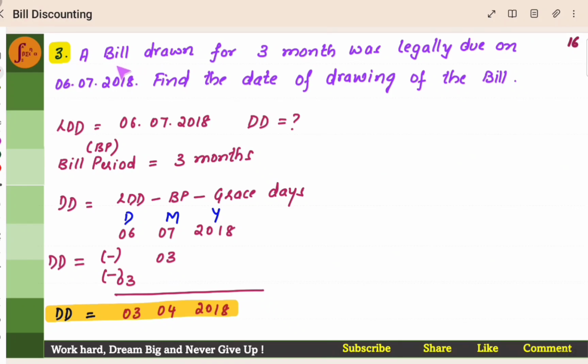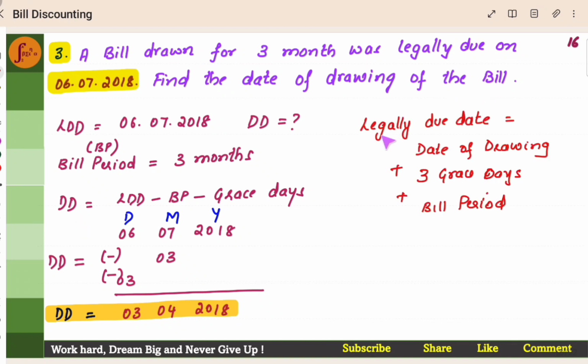Let's look at the third problem. A bill drawn for 3 months was legally due on this particular date. Find the date of drawing of the bill. Simple, right? What is legally due date? It is nothing but when I add date of drawing with 3 grace days and the bill period, I get the legally due date. Now in this question, legally due date is given. You have to find the date of drawing, right? So from the legally due date, I will subtract bill period, I'll subtract grace days and I will get date of drawing. So 6th July 2018. If I remove 3 months from it, it's going to be April and 3 days before 6th, which is 3rd April 2018.